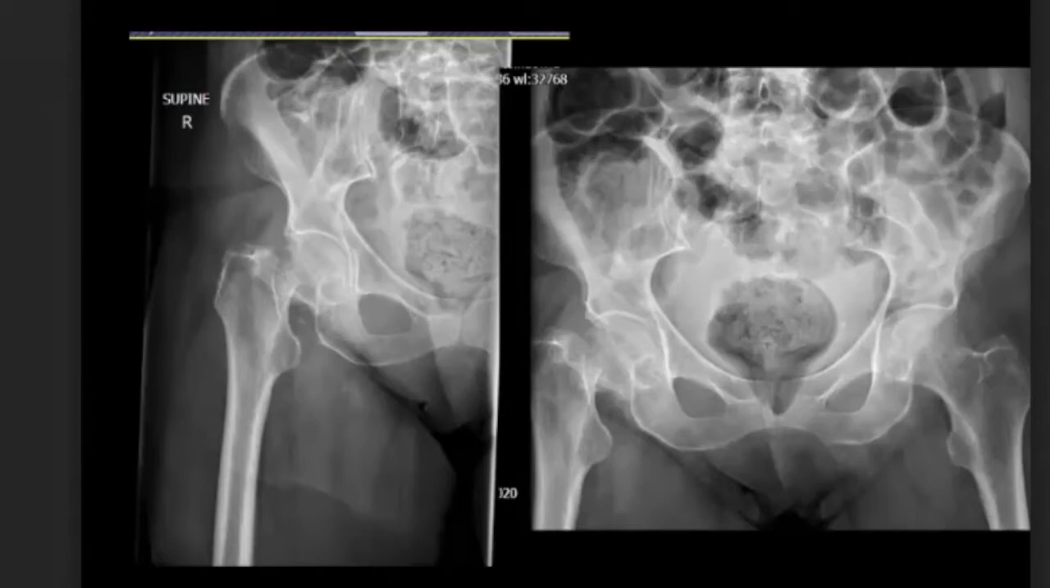Would anyone like to have a go at describing either of the two X-rays that are being shown?